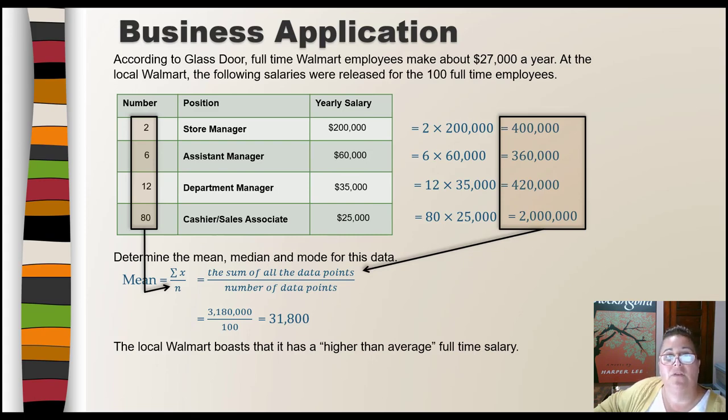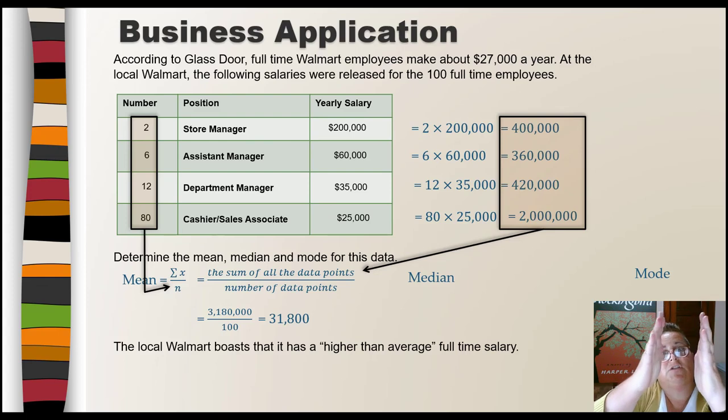The median and the mode for this are a little bit harder to find. There are 100 people included in this, so where's the middle? The median would be the 50th and the 51st person, right? How am I getting that? Imagine 100. You'd have 50 on the left, 50 on the right. So that would be the 50th person and the 51st person. Those would be your middles.